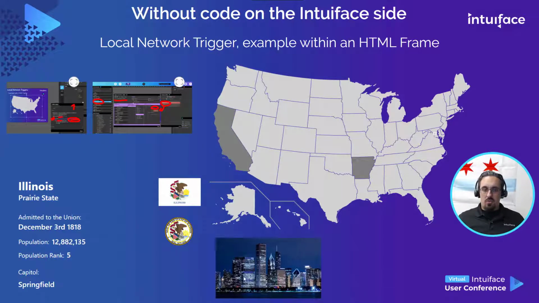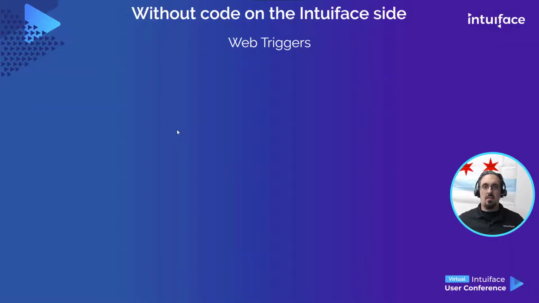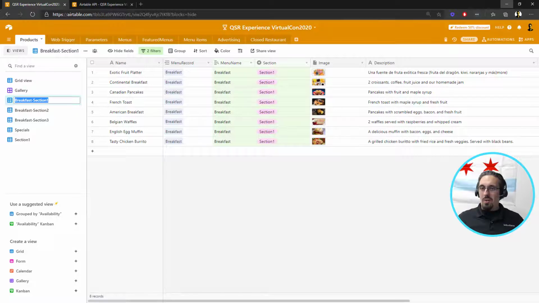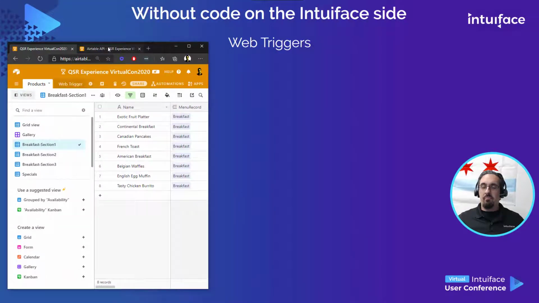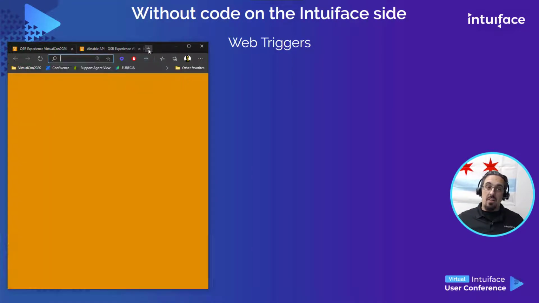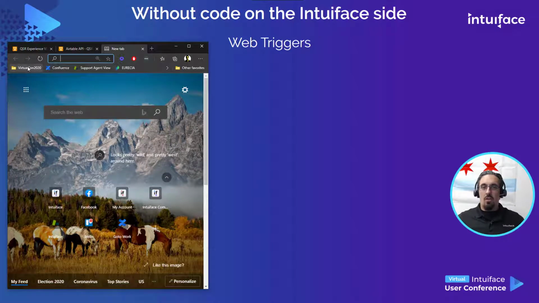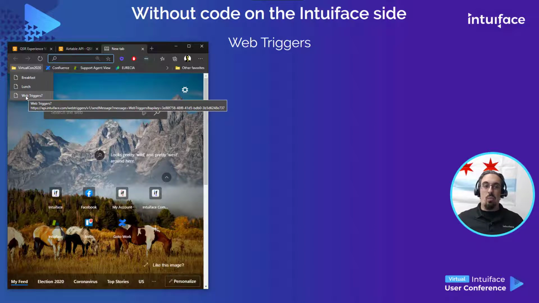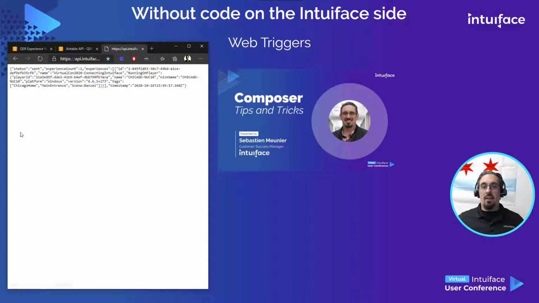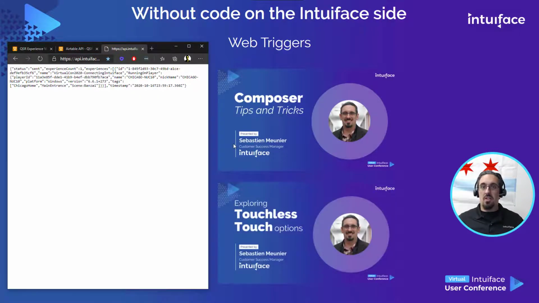Let's move on to our next one without code on the Intuiface side, the web triggers. And you can see my scene is empty here because actually we talked about that a bit during the tips and tricks, and we are going to talk about it later. Long story short, because we are a bit on the clock here, this is a web browser. I do have a button which is going to call a web link. And thanks to the API of web triggers, this is going to tell you that please have a look at the tips and tricks session if you weren't there.